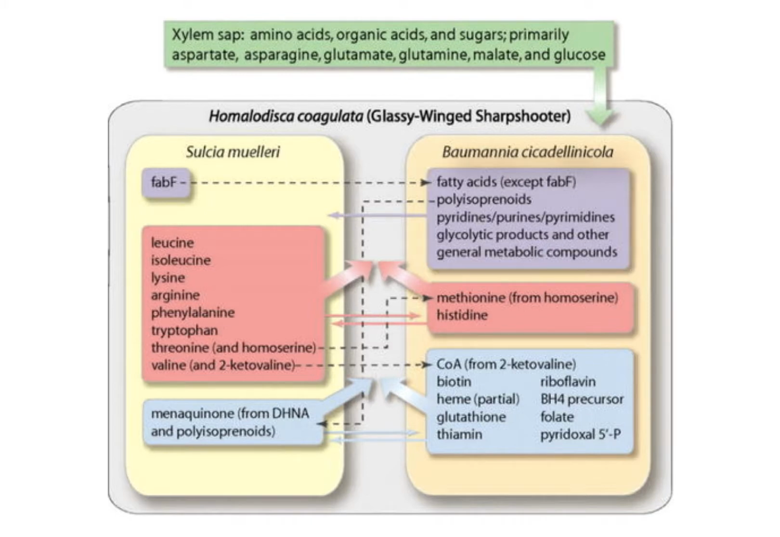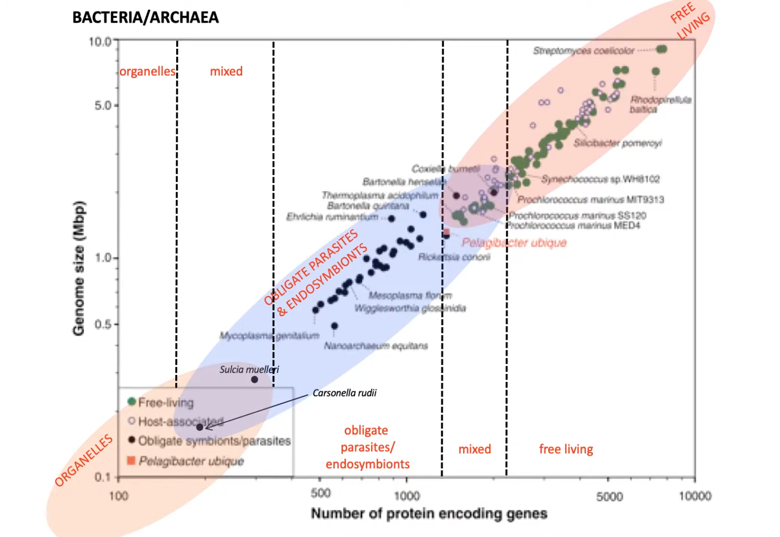So altogether, having all three cells, the glassy wing sharpshooter cell plus the Solcia cell endosymbiont and the Baumannii cell endosymbiont, they produce a system that is nutritionally complete so that those glassy wing sharpshooters can survive just living off of the plant sap. So the last species I want to talk about is Carcinella rudii.